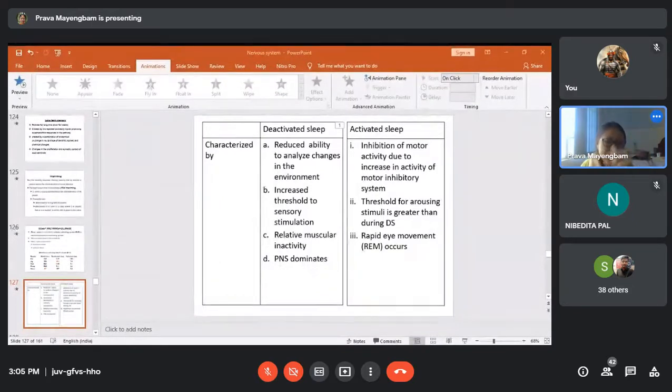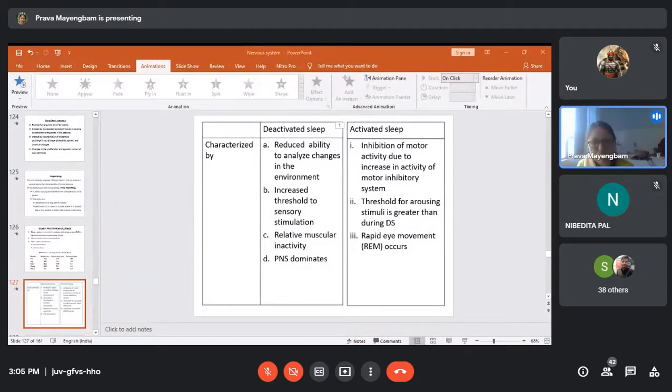During this time, the parasympathetic nervous system dominates. So PNS, that is the parasympathetic nervous system, dominates during this time. Then what happens in the activated sleep? In the activated sleep, there is inhibition of motor activity due to increase in activity of the motor inhibitory system.